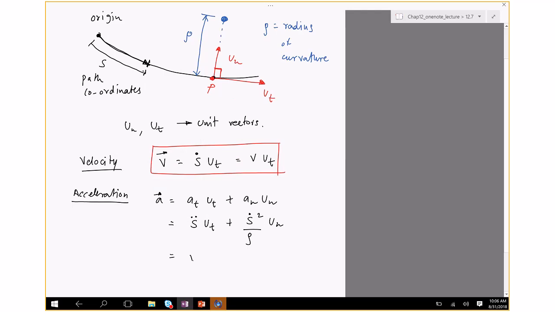Another way of writing this: s dot is v, so s double dot is v dot times UT, plus s dot is v, so v squared divided by rho times UN.